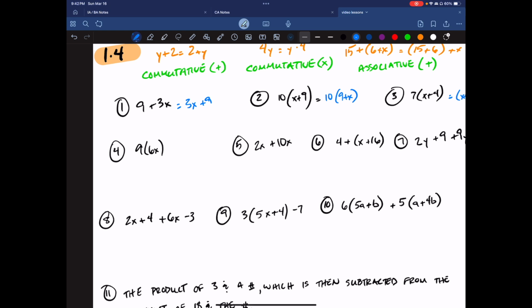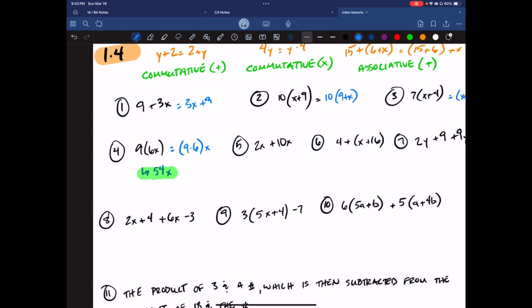On number 4, this is an example of they want you to do the associative property. So you're going to change the grouping. This would be the associative property of multiplication. So that would be 9 times 6 times x. And again, as I said a while ago, sometimes when you change the grouping, there's number crunching that you want to do. So in this case, 9 times 6 is 54. And so that's 54x.